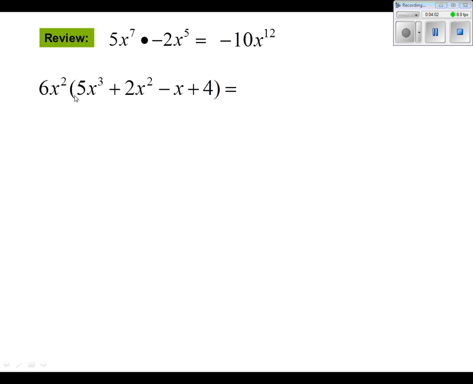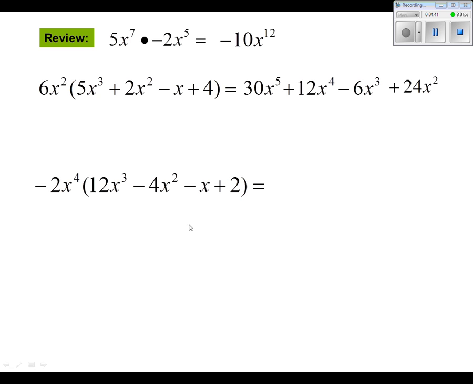So 6 times 5 is 30, and 2 plus 3 is 5, to give me 30x to the power of 5. Now 6 times 2 is 12, and power of 2 plus power of 2 is power of 4. So 12x to the 4. 6 times negative 1, remember there's an invisible 1 there as your coefficient, so I've got negative 6x to the power of 3, and 6 times 4 is 24, and the x squared just carries through. It is in standard form, meaning highest exponent of x to the lowest exponent of x, so that is complete.